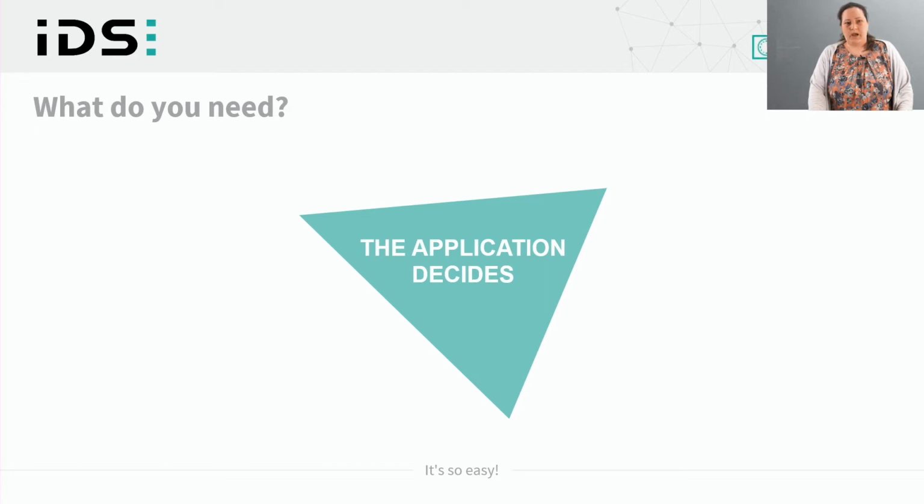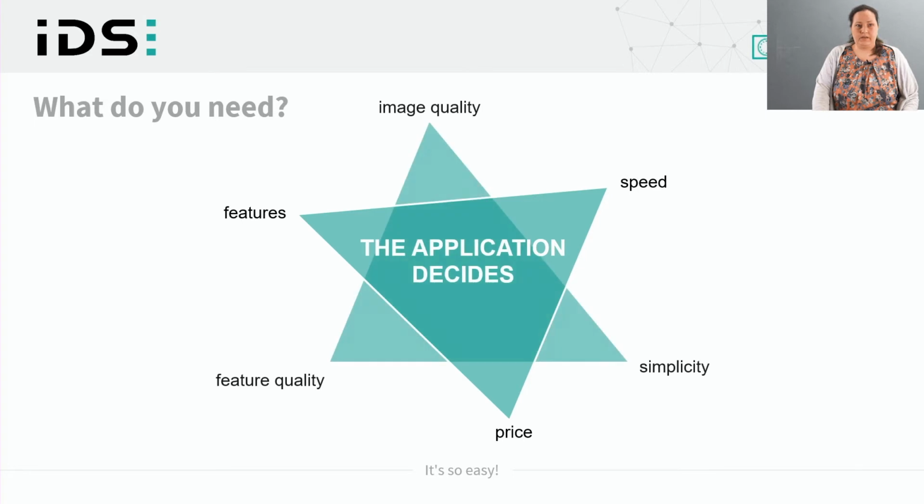As Heiko already mentioned very nicely in his talk, the application decides, and that's basically the main fact. What your application is decides what features are necessary for your application. And it's not only the features, it's also speed or price of the camera or of the whole system. Not only the camera, also cable and the PC that's behind.